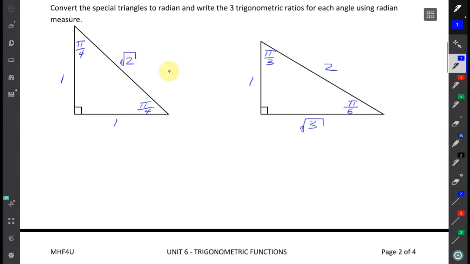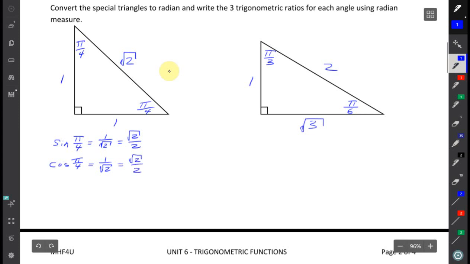Writing out the ratios in radians, the sine of pi by 4 is equal to, and we don't need to take as much time on these because we just did them up above, opposite over hypotenuse, 1 over root 2, or that's equal to root 2 over 2. The cos of pi by 4 is equal to the adjacent over the hypotenuse, which is 1 over root 2, and rationalized, that would be root 2 over 2. And the tan of pi by 4 in this case is equal to the opposite over the adjacent, which is 1 over 1, which is just 1.